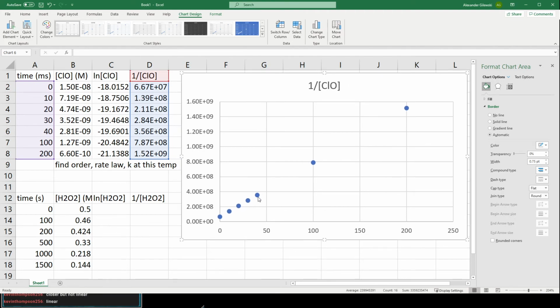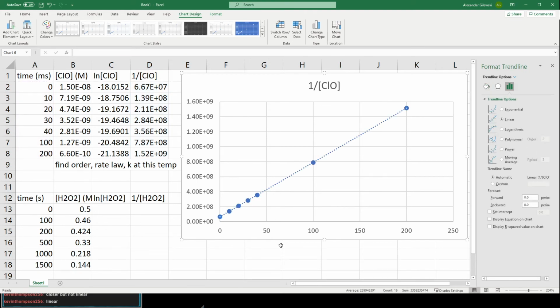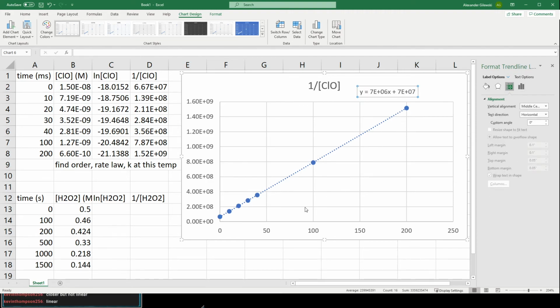So with that, we found that this is going to be a second order reaction, right? Because we can see that the inverse graph is going to be the one that is linear. If we go ahead and right click this, we can add a trend line to it. We can see again very clearly that this is a linear trend line. I'm not sure why this is not showing up when I'm screen capping, but whatever. Just right click one of the dots and you'll have the option to add trend line. What you want to do is display the equation on the chart. That'll give you the equation for your line.